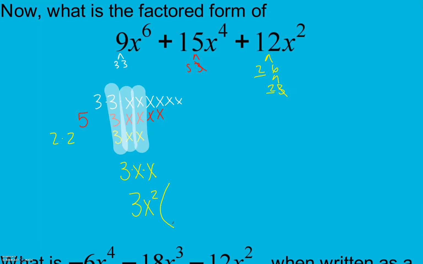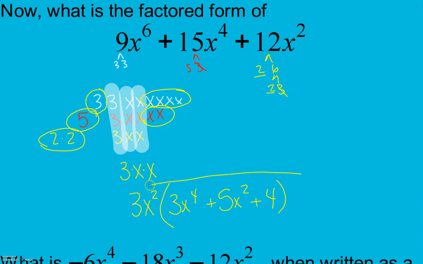In factored form, that means we're going to write it as 2 things multiplied together. So we have our monomial times, we're going to have a trinomial here. If we start with 3 terms, we're going to end with 3 terms inside our parentheses. So in my first row, that gives me my first term. I have a 3, x to the 4th power. I have a 5, x squared, and it's positive 5, so plus 5x squared. My last one, I just have a 4. So 3x squared times 3x to the 4th power plus 5x squared plus 4.